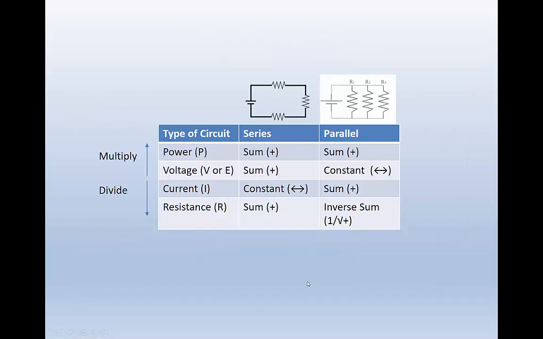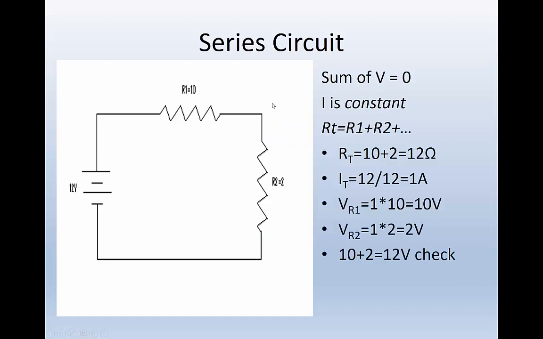Here I've gotten it written out a little bit more for you, and I've got examples of the two types of circuits drawn up here as well. So let's go through an example of a series circuit real quick. On the left, I have a 12-volt power source. We've got two pieces of equipment using power. One has 10 ohms of resistance. The other one has 2 ohms of resistance.